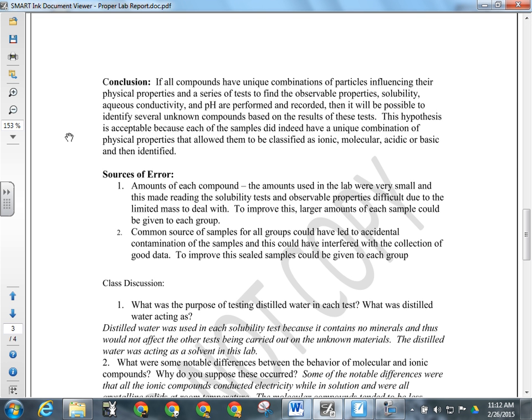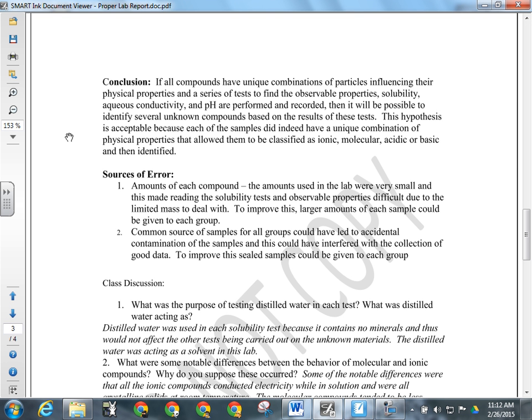Absolutely. But we do that because it saves money. We don't have to have oodles and gobs of everything, so we just need little amounts. Yeah, that made the lab difficult. How do we fix that? Everyone gets bigger samples. Okay, we mention the source of error and we say, here's how it could be fixed.